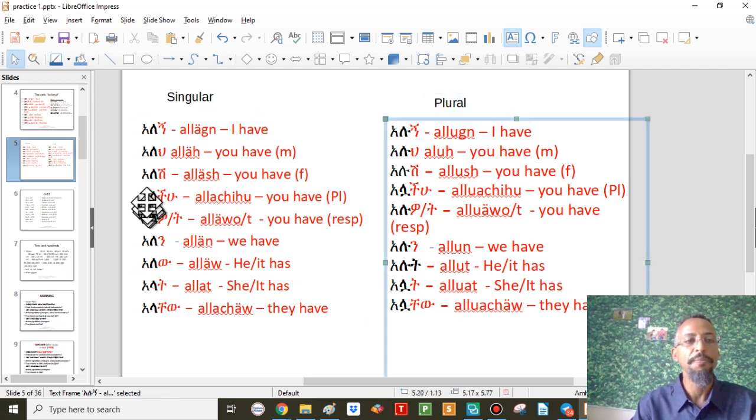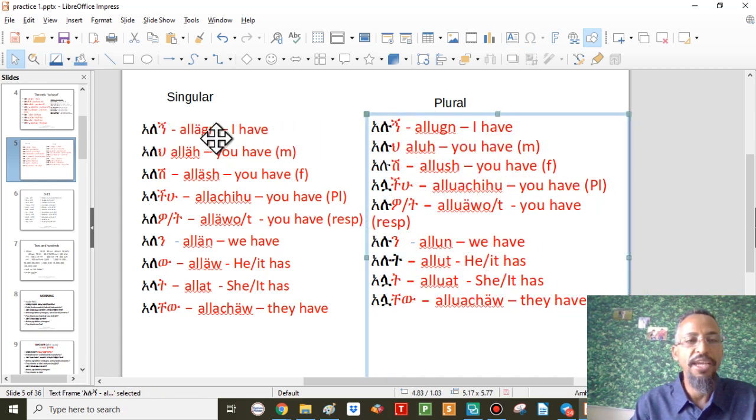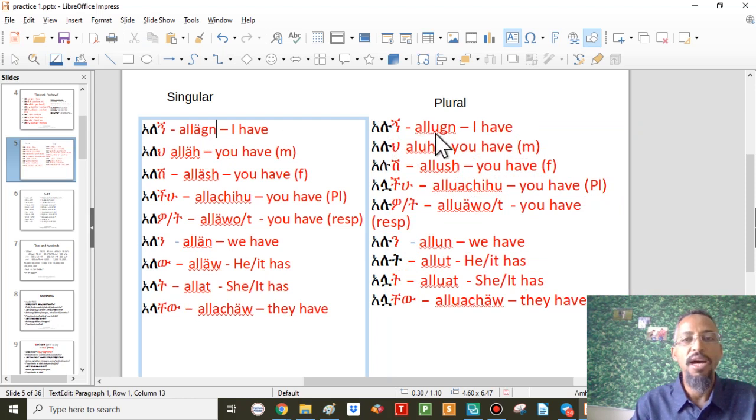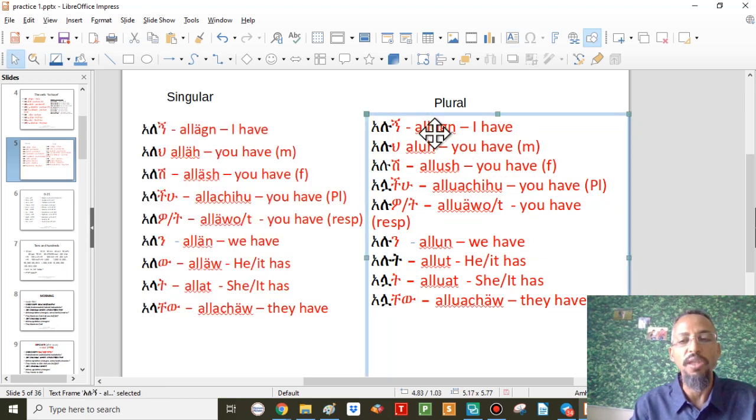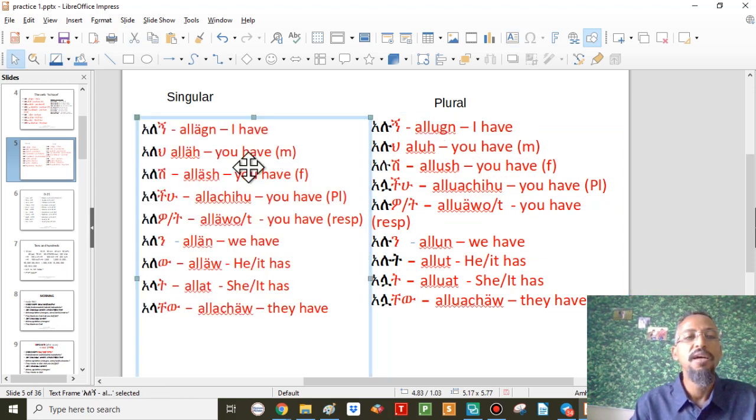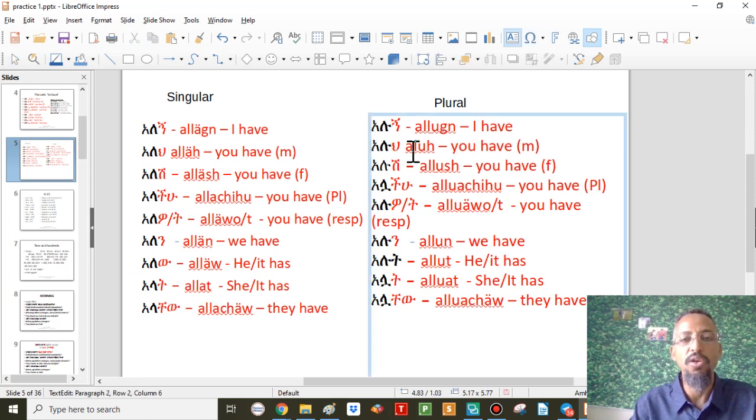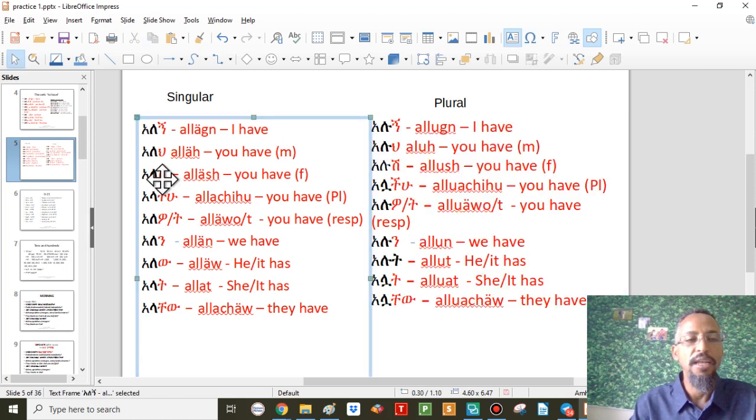Sorry about that. So allen here will be alluin. So I have one thing, allen. I have more than one thing, alluin. You have one thing, alleh. You have more than one thing, alluh. You, feminine, have one thing, allesh.